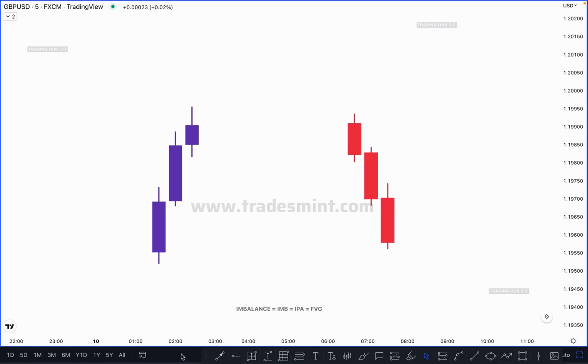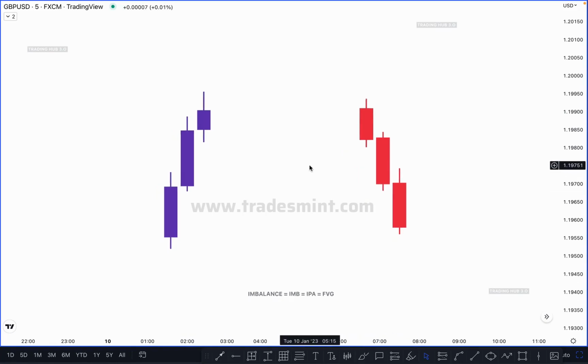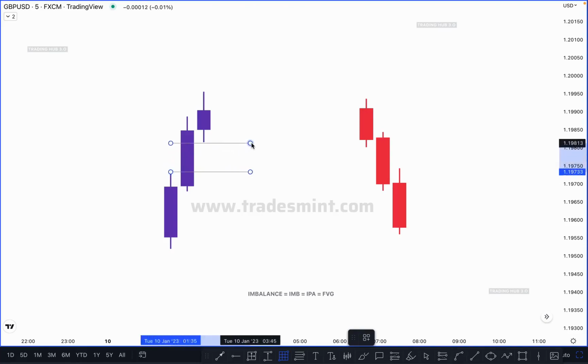Let me show you exactly on the chart, then you can understand better. This is a bullish and this is a bearish diagram. And what is imbalance? First of all, you have to understand, if the market is bullish, meaning a candlestick is bullish, you have to mark the first candle high here and the third candle low here. If you drag this one, then you can see this space zone is our imbalance.